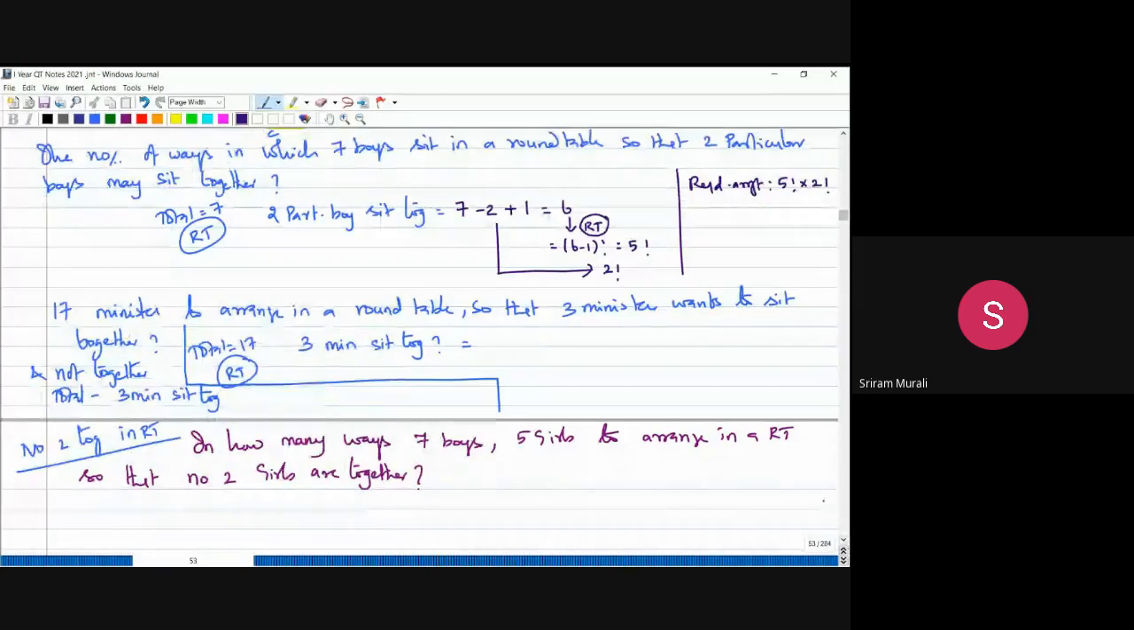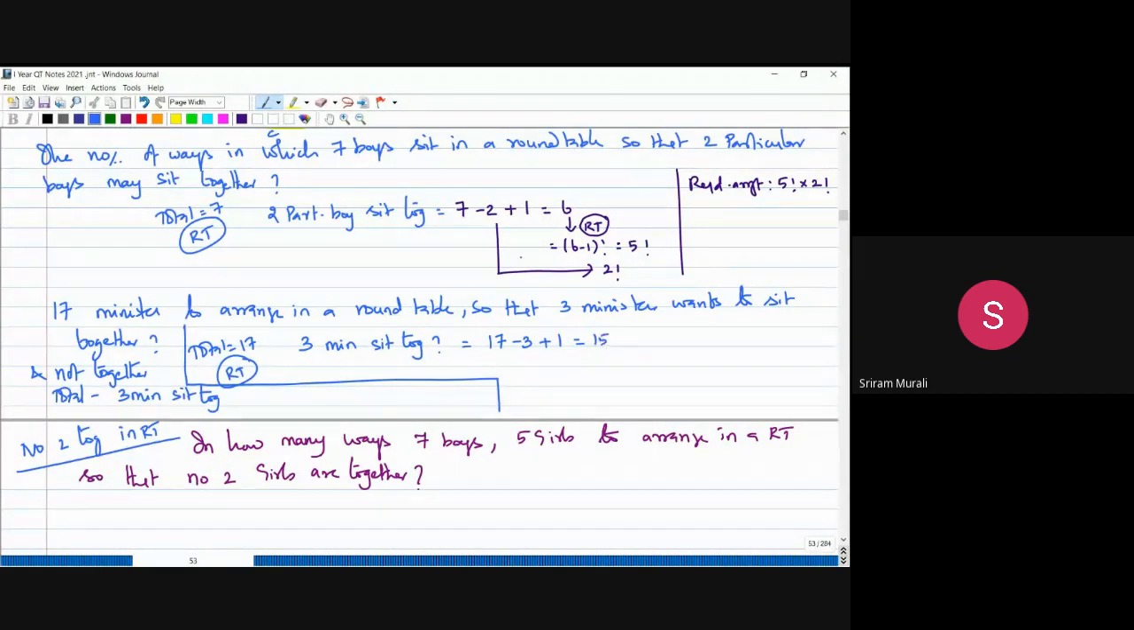Look at this question. 17 ministers are to be arranged in a round table, and 3 ministers want to sit together. So the total is 17. It is a round table problem. Subtract 3 because of the 3 ministers, and take them as one unit. This is equal to 15.